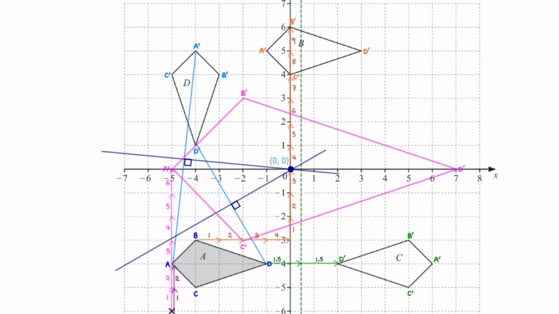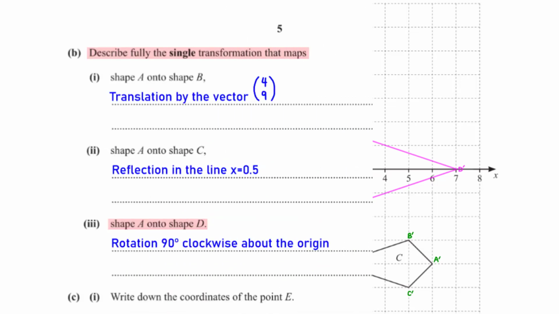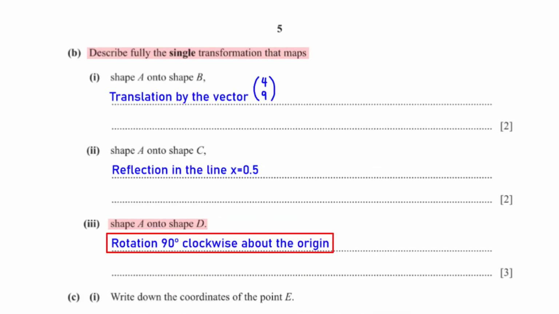For a 90-degree rotation, the way to determine the center of rotation is this. We connect at least two corresponding points on both shapes. Then we draw the perpendicular bisectors of these lines. The intersection point of the bisectors is the center of rotation, which is the origin. And so the full description for the transformation would be rotation 90 degrees clockwise about the origin.